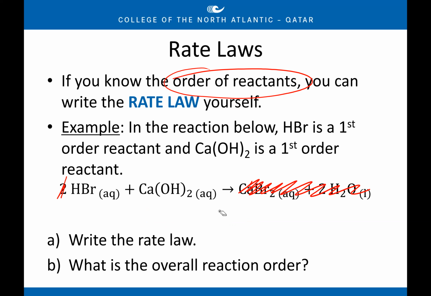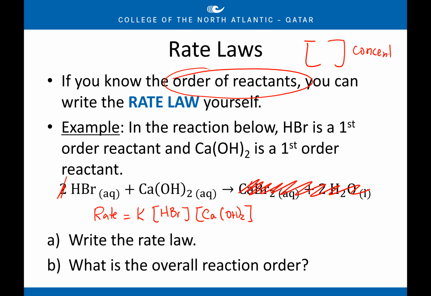Every rate law is written the same. It's rate equals K. You have to have K there. It's like specific heat capacity. It's a number, again, I will give you. And then you multiply that by my reactants, HBr and CaOH2. Now, some of you might be wondering, why am I putting square brackets there? Square brackets means concentration.